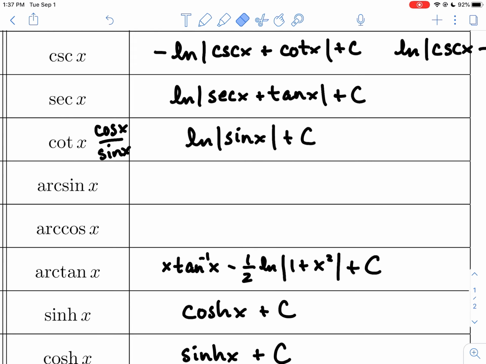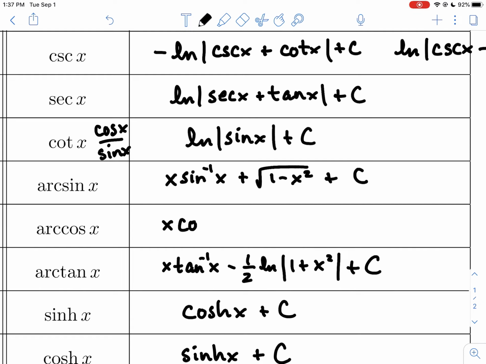And we get, for the arcsine, an antiderivative should wind up being x times the arcsine plus the square root of 1 minus x squared, and then plus c. And the one for arc cosine is going to be effectively the same thing, but with arc cosine, and there'll be subtraction between the terms.